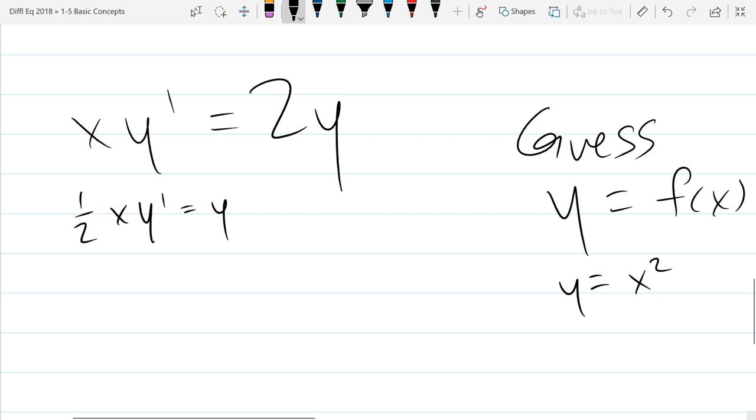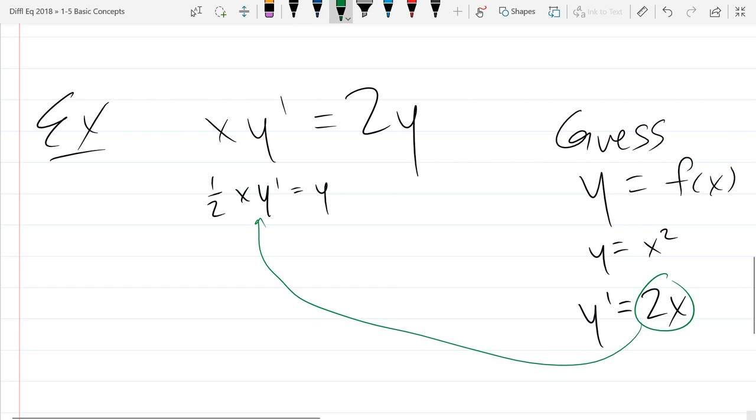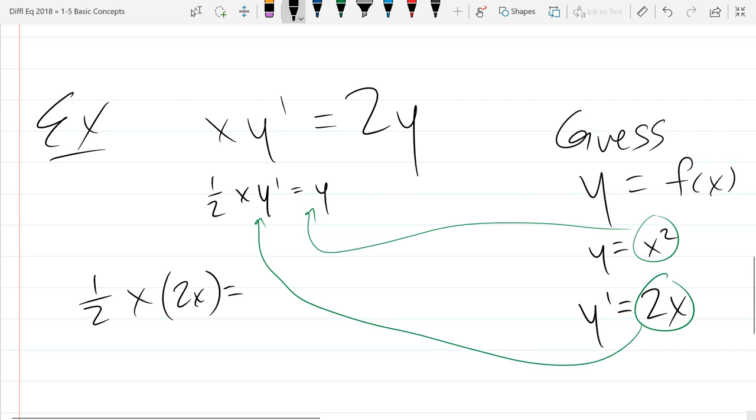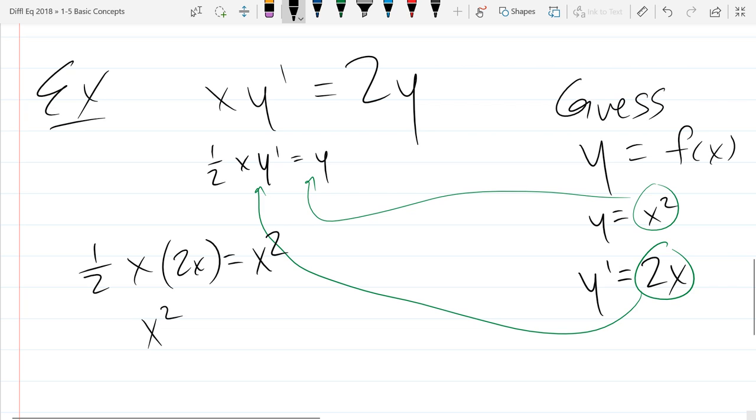So let's try y equals x squared. Now I'm going to write y prime equals 2x. That's the easy part. Now when we plug in, there's two things to plug in: I have a y prime that goes in for y prime, and a regular y that goes in for y. So that gives me 1 half x times 2x equals x squared, and we just simplify the left side, and we get x squared equals x squared. So this one works out.